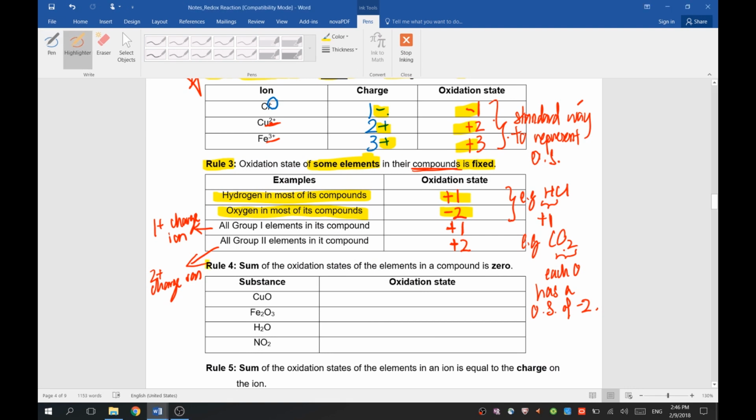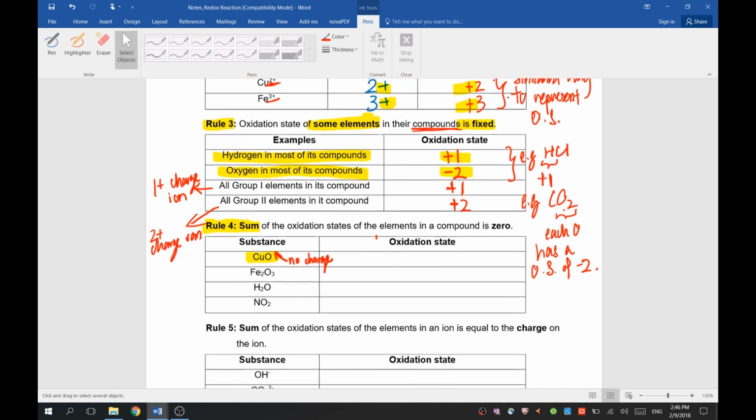So basically, if you have a lot of elements inside a compound, for instance CO, there are 2 different elements, carbon and oxygen, and you realize that it has no charge. What do I mean by no charge? It means that there is no charge over here. Then what do we have a charge?